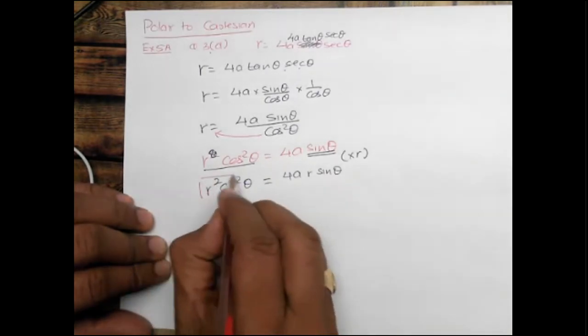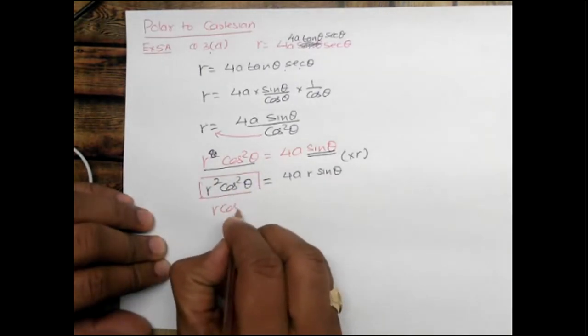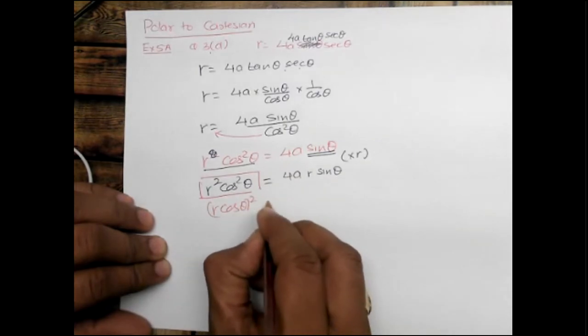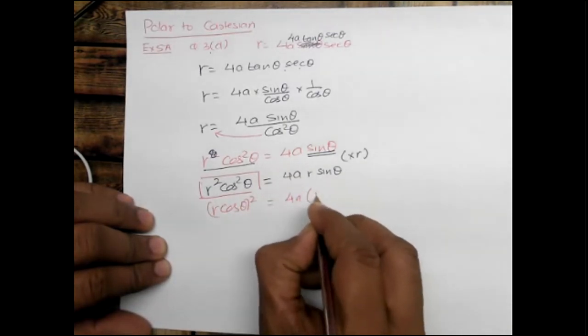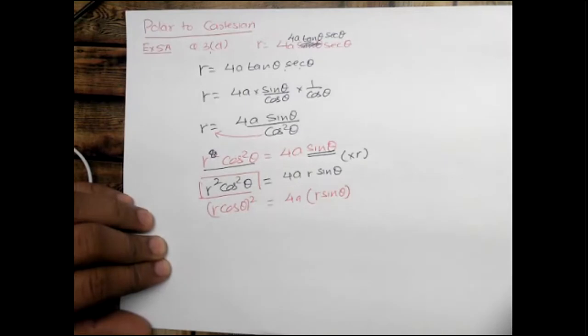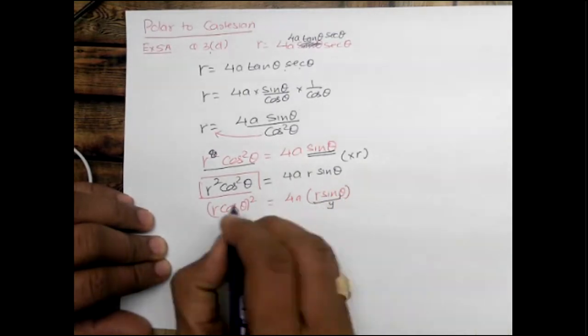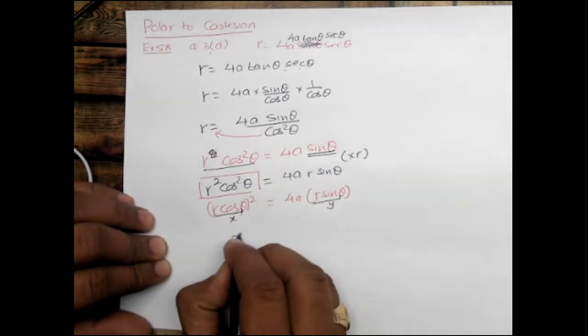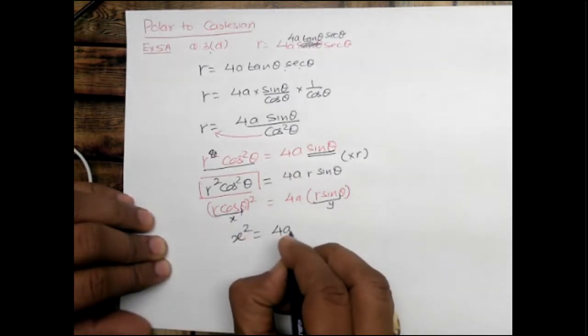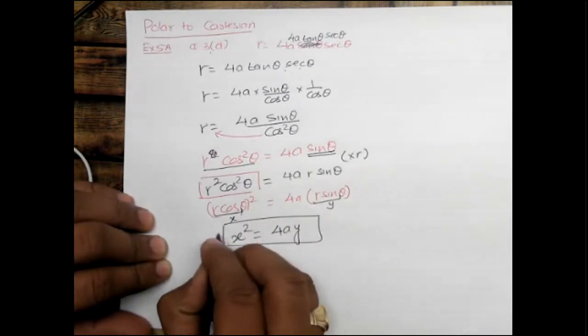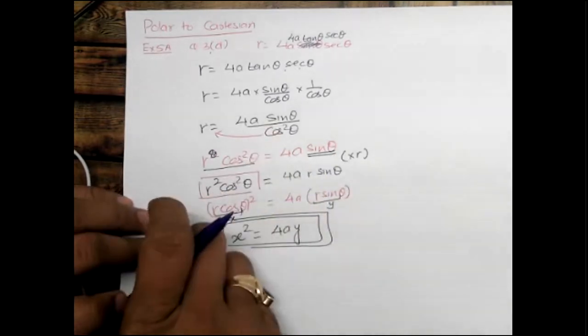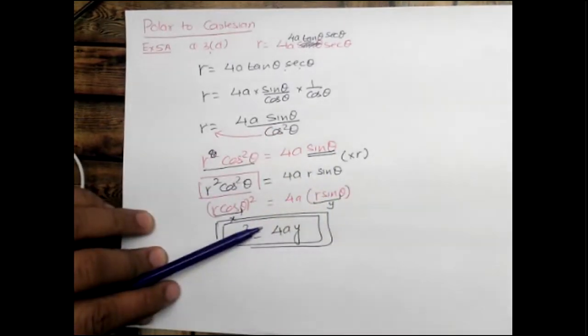So this is (r cos theta) squared equals 4a times r sin theta, and we use r sin theta equals y and r cos theta equals x. So x squared equals 4ay, and that is your Cartesian equation for this polar.